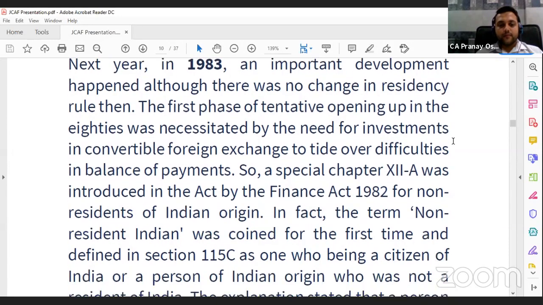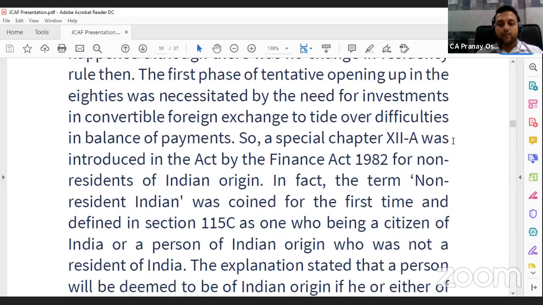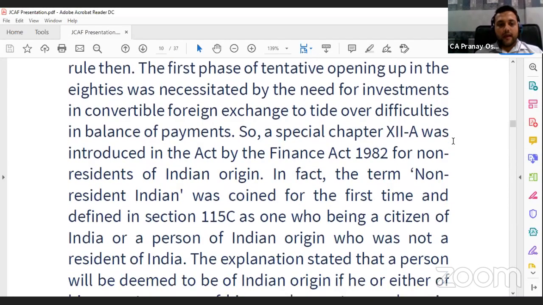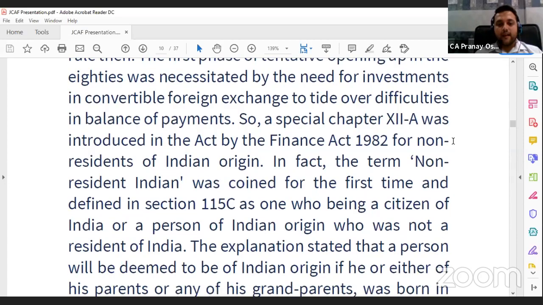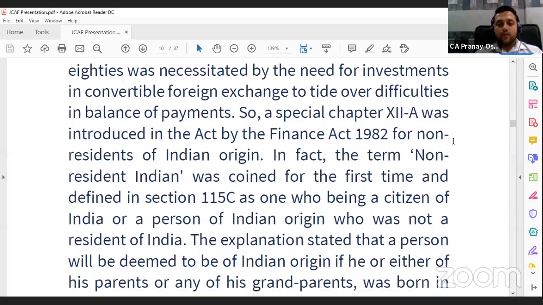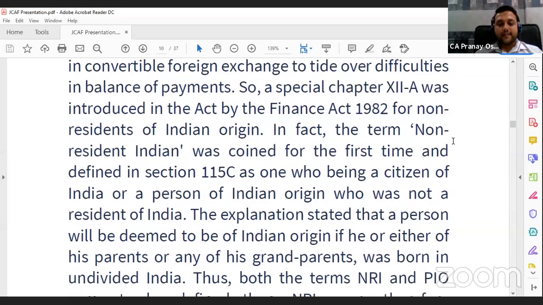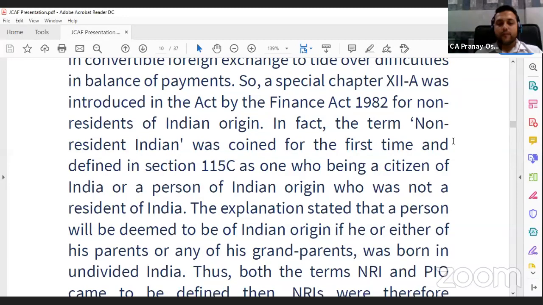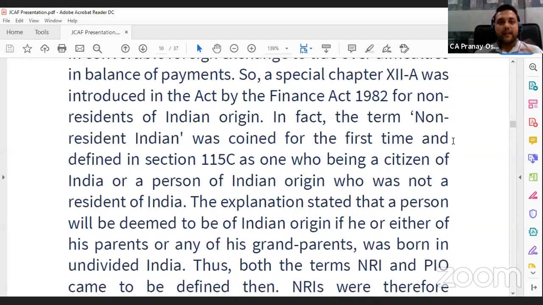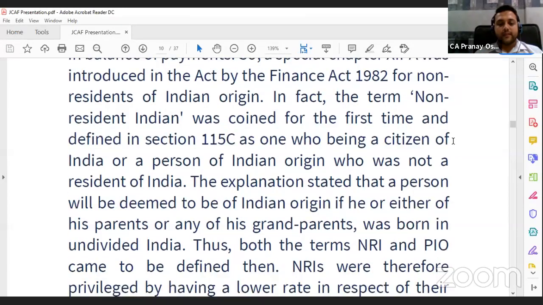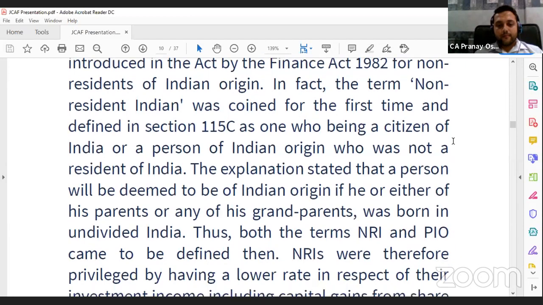In fact, the term non-resident Indian was coined for the first time and defined in section 115C as one who, being a citizen of India or a person of Indian origin, was not a resident of India. The explanation stated that a person will be deemed to be of Indian origin if he or either of his parents or any of his grandparents was born in undivided India. Thus, NRI and person of Indian origin, both the definitions came for the first time.